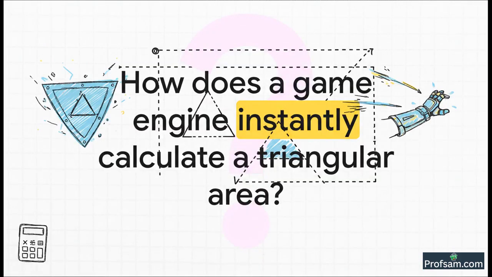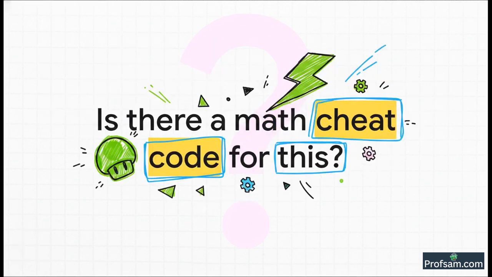Okay, picture this. You're in the middle of a massive online game, right? Your character unleashes this awesome triangular magic spell. How does the game engine figure out the exact area of that triangle, like instantly, to calculate the splash damage? It has to happen in a millisecond. So, is there some kind of math cheat code for that kind of insane speed? A secret power-up, maybe? You bet there is.